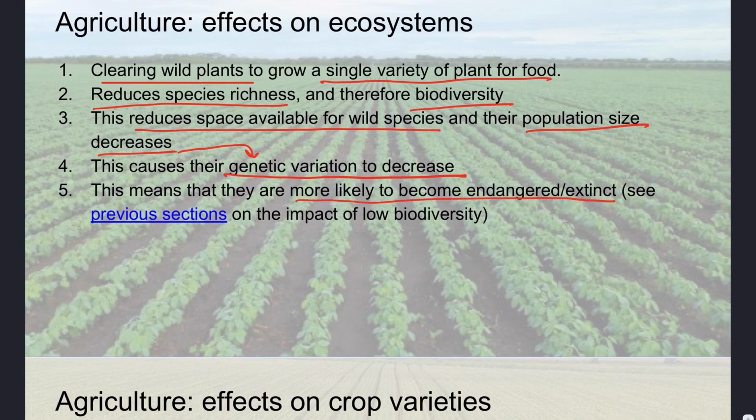A, because the population numbers are going down. B, because even if that population is able to maintain itself at a low size, if the environment changes, that population might not have the genetic variation to allow that population to adapt. Okay.